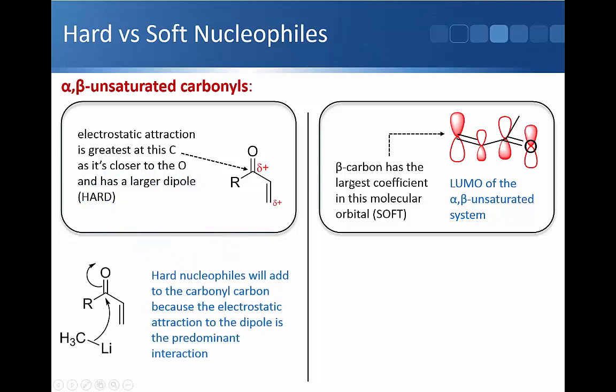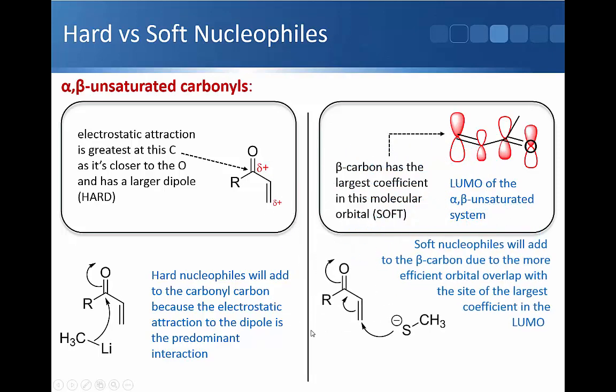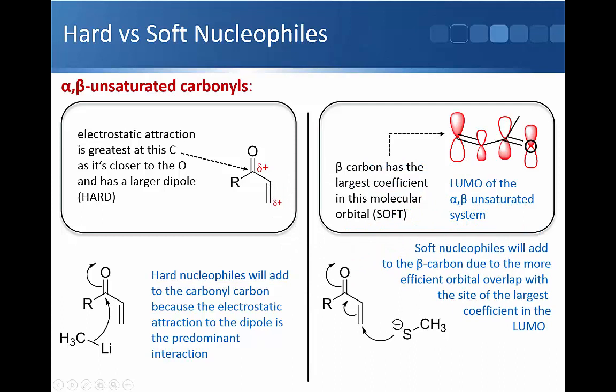So hard nucleophiles will selectively add to the carbonyl carbon, so something like this methyl lithium, this organometallic reagent, that's a hard nucleophile. It will be electrostatically attracted most strongly to this carbon, therefore the nucleophilic addition will take place here. Whereas if you have a soft nucleophile like this thiolate anion here, that's actually going to have better orbital overlap with the beta carbon of the conjugated system, so it will add through the conjugated system, the electrons still get up onto the oxygen.